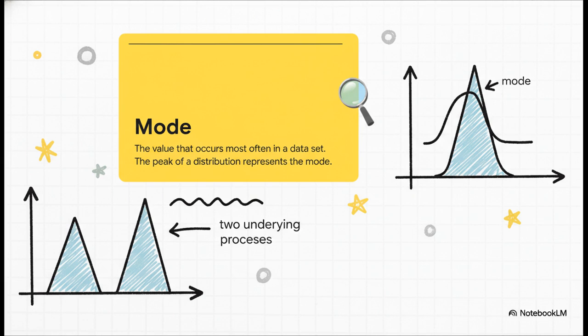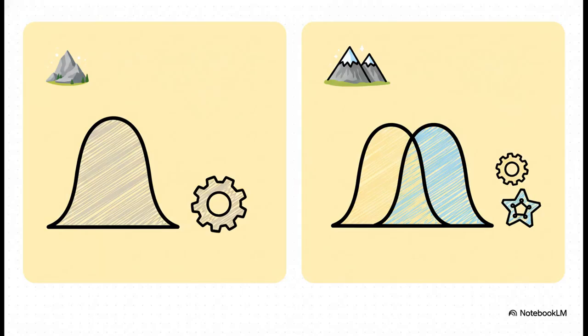So when you have one peak, you've got one main thing happening. But when your data shows two, well, now you've got two different things competing for attention. And this is where it all clicks. Look at the left, a unimodal distribution. One peak, one mode. This represents a single, stable, predictable process. It's what you want to see. It means things are under control.